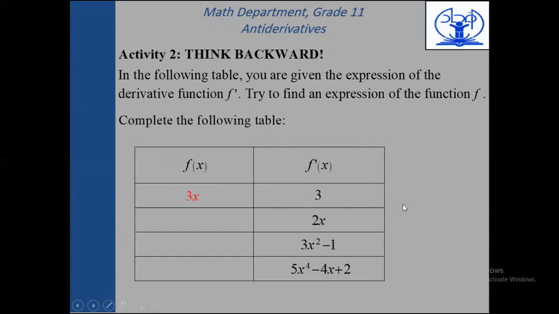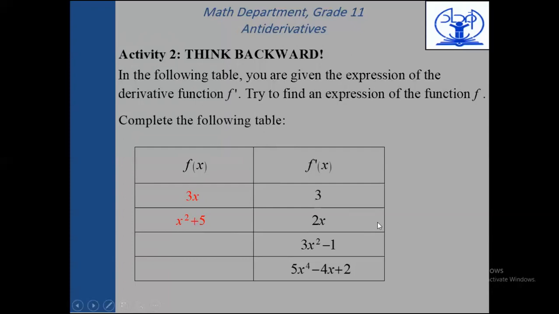A possible answer is 3x. I'm saying a possible answer because what if the function is 3x plus 10? It's also correct. Actually, you don't have one correct answer here. If the derivative is 2x, a possible function whose derivative is 2x is x squared plus 5.